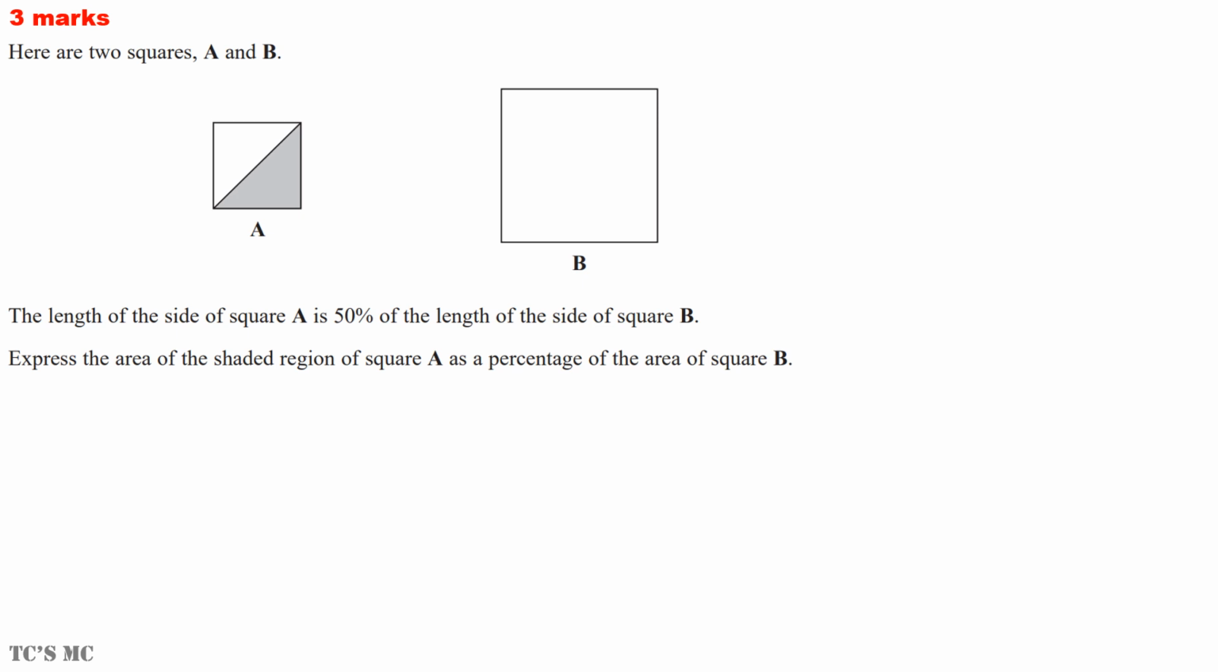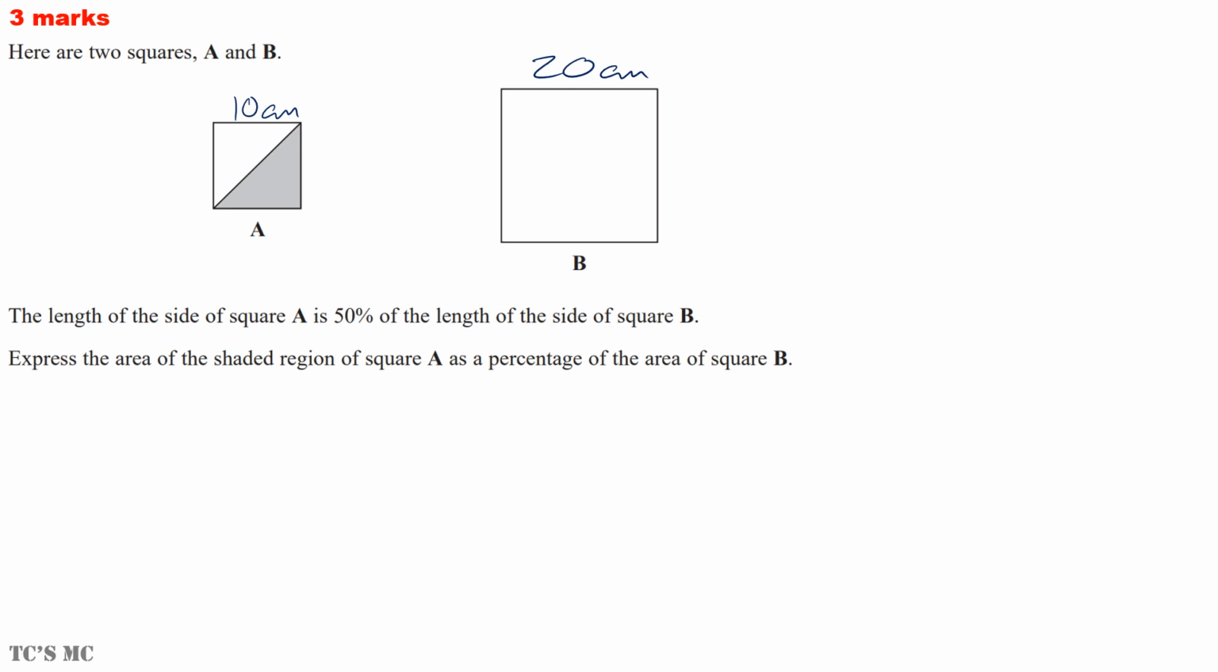To start with, for 1 mark, I'm going to assign a length. Keep it nice and simple. Let's make this 10 centimeters. If A is 10 centimeters and that's 50% of B, then this one must be 20 centimeters. You can assign any number and that will get you 1 mark as long as they are correct.